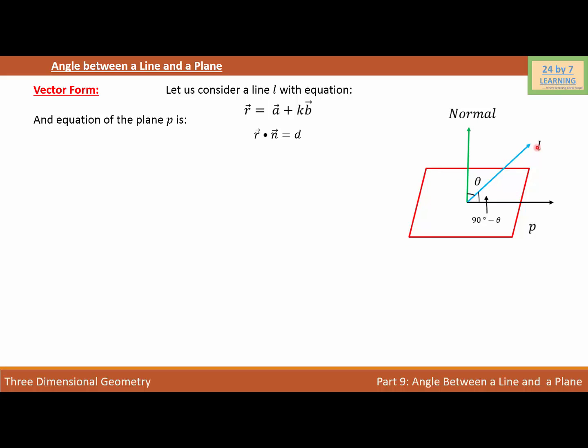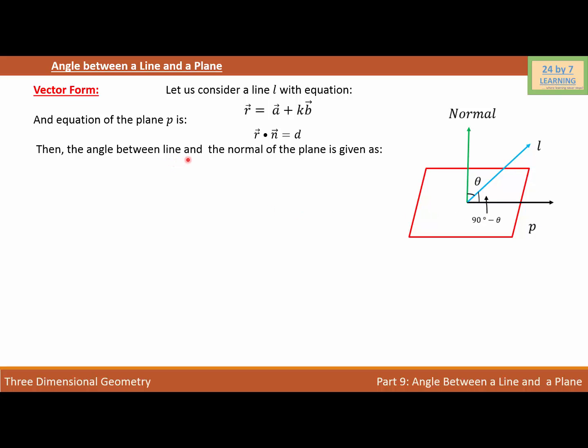Let line L and the normal make an angle of theta. So the angle between line L and the plane will be 90 minus theta, because the normal is perpendicular to the plane. If this angle is 90, this angle is 90 minus theta, which is the angle between the line L and the plane P.